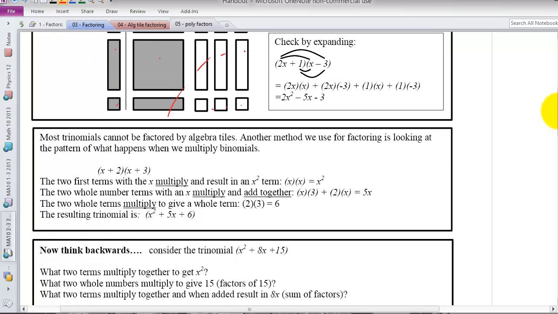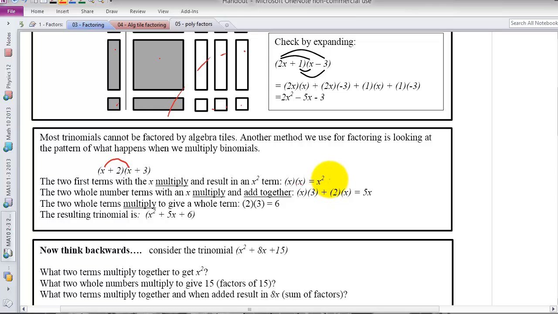Today we're going to look at doing more factoring but not using algebra tiles. To start that off, I just want to point out a pattern that we can see when we're multiplying binomials. So the pattern is this. When we multiply the first terms, x times x, we get x squared.